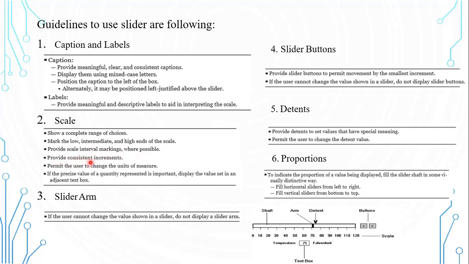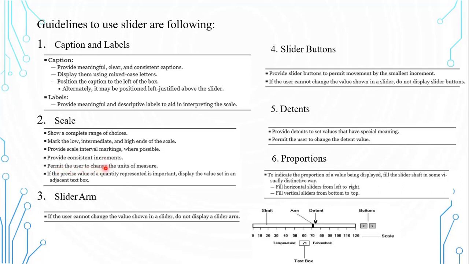And next, provide consistent increments. So what is the increment here? We are given 0, 10. Then again 10 plus 10, 20. 20 plus 10, 30. Like this. Increments you have to give. Consistent increments it should be.